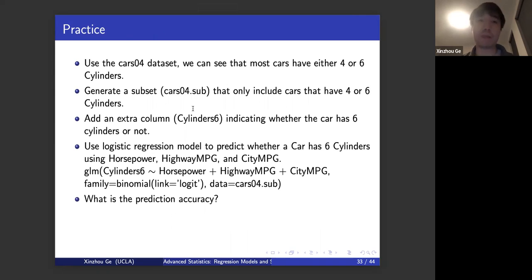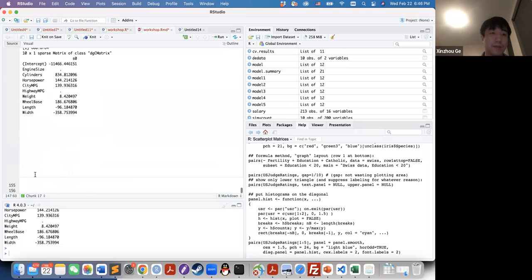So if we go back to the class 04 dataset, we can see that most cars have either 6 or 4 cylinders, and we can validate this by looking at the data. So let's look at the class 04 dataset.